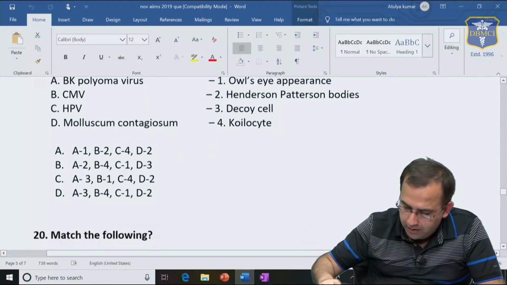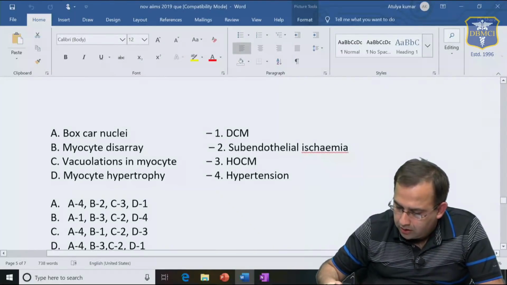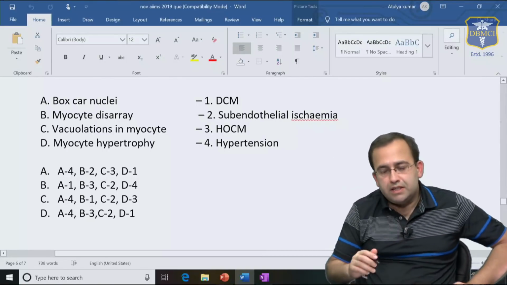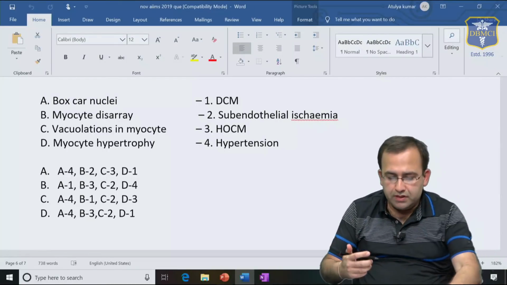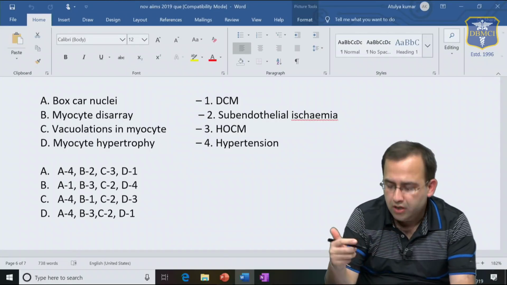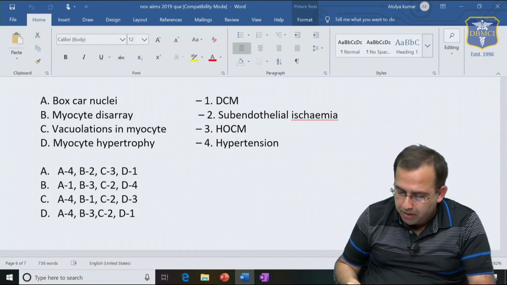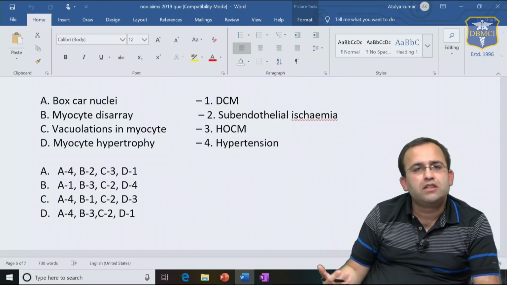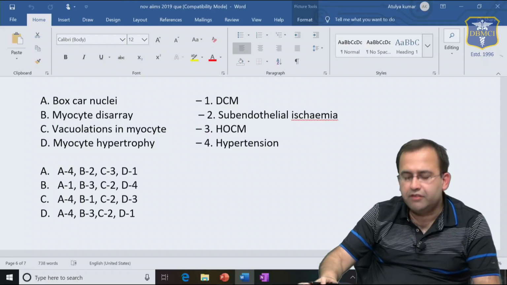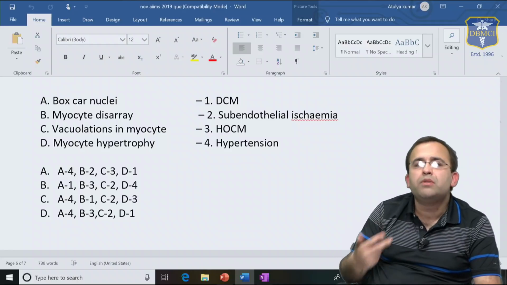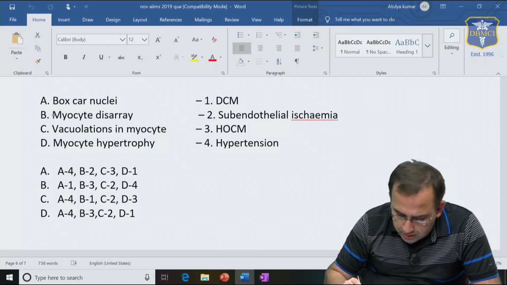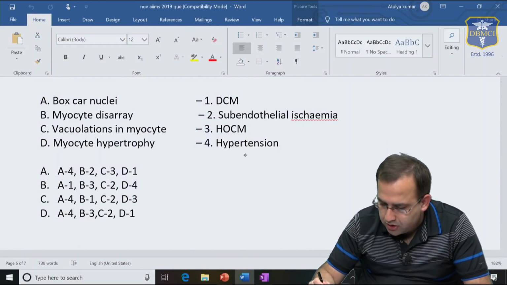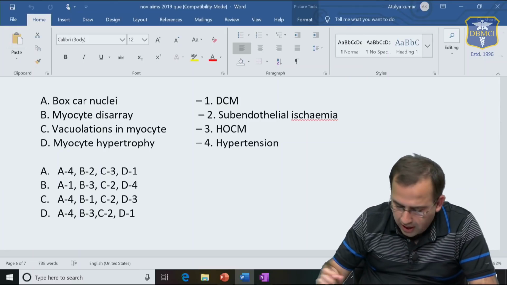Question 20. Now match the following: boxcar nuclei, myocyte disarray, vacuolations in myocytes and so on. Now this was the second new question and a new topic which came in the paper. This is a fact. See, we can do two things. Either I can go into extensive details or we can remember this as a fact. These facts, the chances of them getting repeated are low. Boxcar nuclei is associated with hypertension.